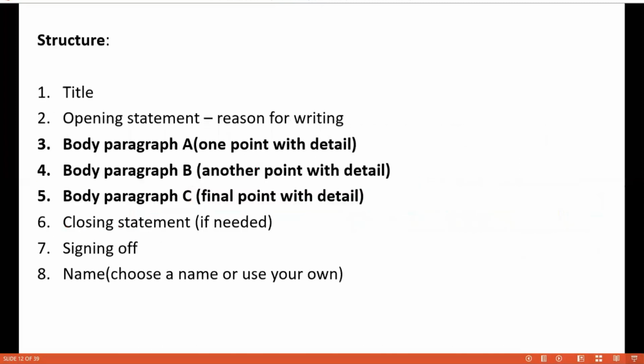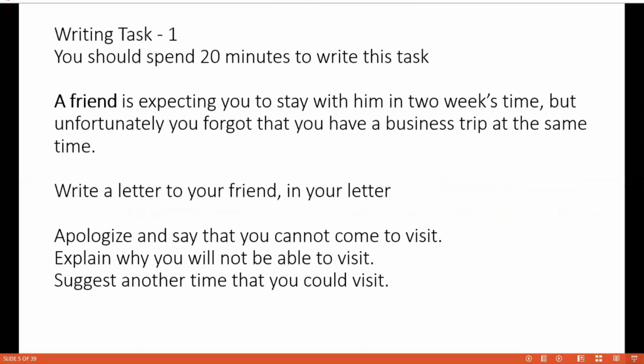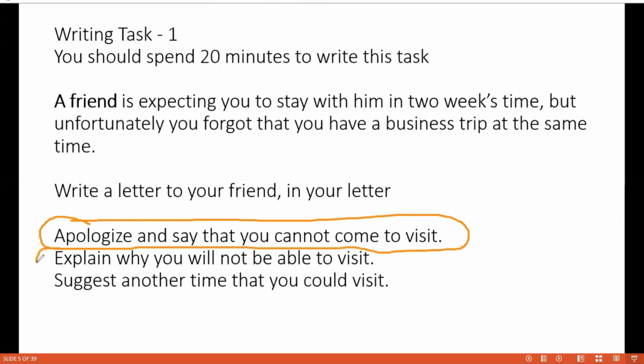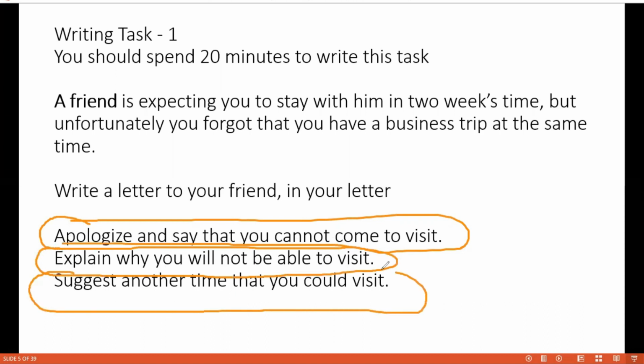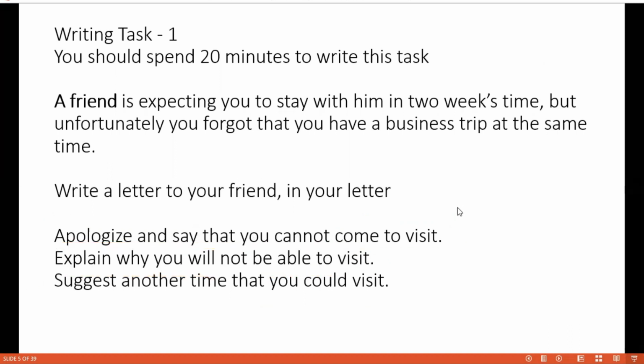So once the opening statement is done, you're going to look at the question. There were 3 bulletin points given. Apologize and say that you cannot come to visit. Explain why you will not be able to visit. Suggest another time that you could visit. So accordingly, you're gonna write body 1 in detail with 2 to 3 lines or 4 lines for this, and the body 2 for this 3 to 4 lines, and then the body 3 for this separately in 3 different paragraphs. You got to do this separately in 3 different paragraphs.